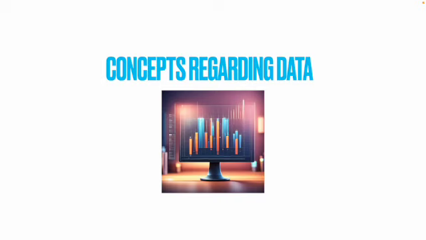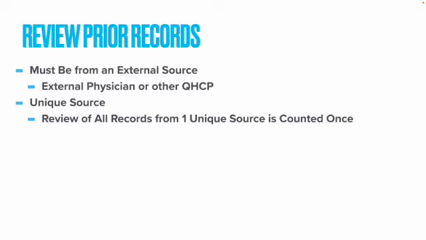All right, so now we can jump into the concepts regarding data. When you read the guidelines, you'll see there are a lot of, I'm using the word concepts because I can't think of a better term for it, but there are some things that you need to understand about how to count things. So we'll start with some concepts around reviewing prior records. For a provider to get credit for reviewing a prior record, it must be from an external source, like an external physician or an external other qualified healthcare provider, or QHCP. Like I said before, it needs to be someone who's not in their specialty and group.